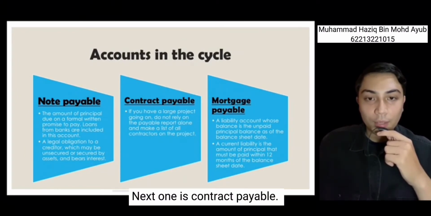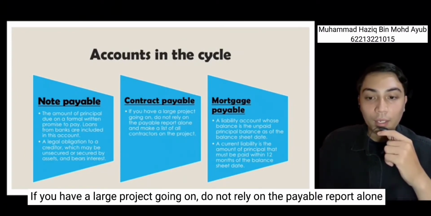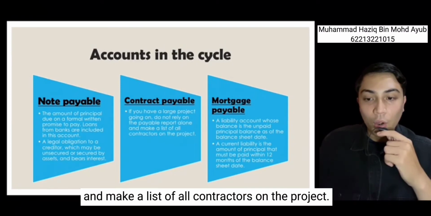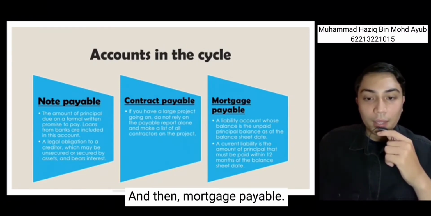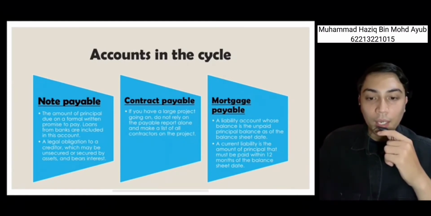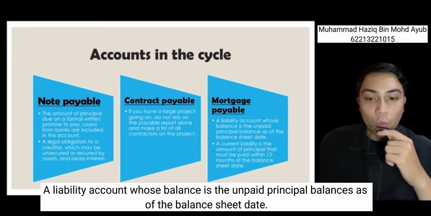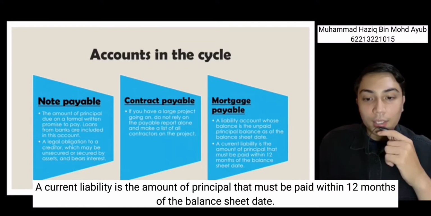Next one is contract payable. If you have a large project going on, do not rely on the payables report alone and make a list of all contractors on the project. And then mortgage payable, a liability account whose balance is the unpaid principal balance as of the balance sheet date. A current liability is the amount of principal that must be paid within 12 months of the balance sheet date.